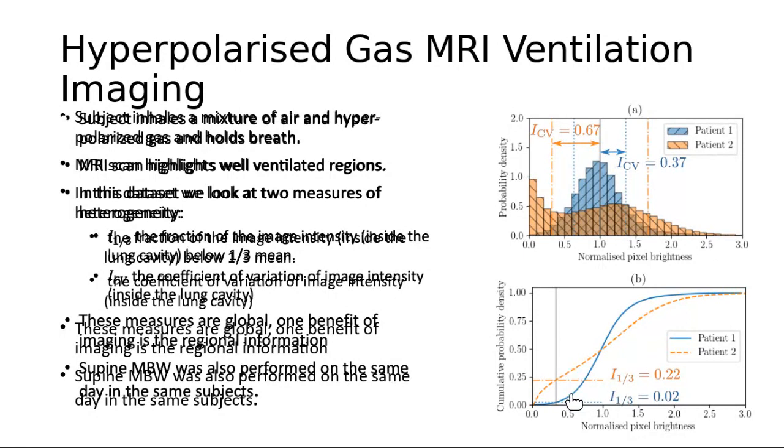For the same two patients here, you can see these. Actually, I think these are real data. I didn't make these up. If this is a probability distribution function, this is a cumulative distribution function. It's essentially the amount of lung that's under that a third cutoff. So that's essentially the proportion of lung that's underventilated, under a third of the mean, I should say.